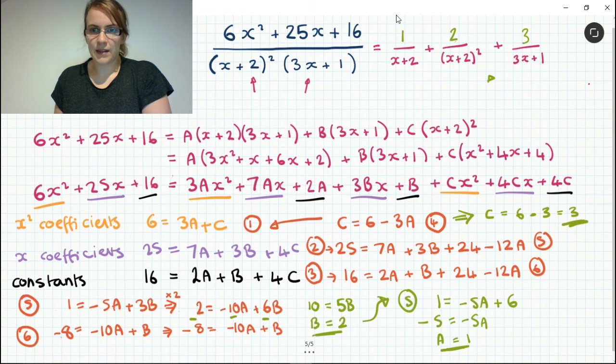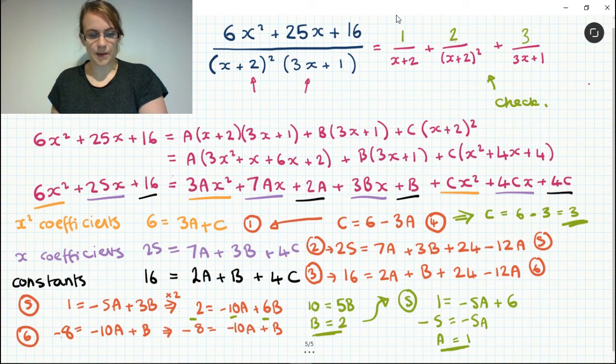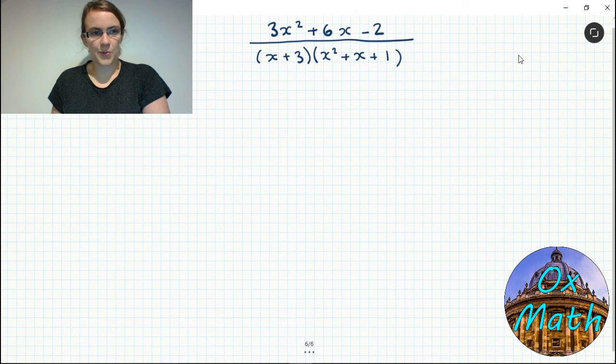So again, you should check these, multiply it back out, and check that you get your original answer. So test yourself, pause the video and have a go at this question, and I will give you the answer in a second. So we first of all need our partial fractions.